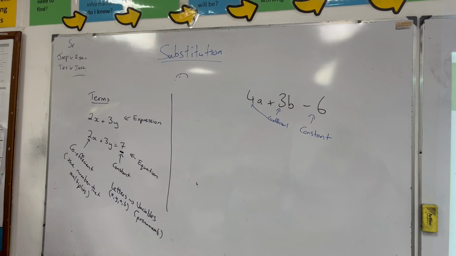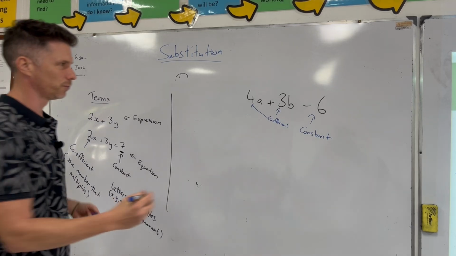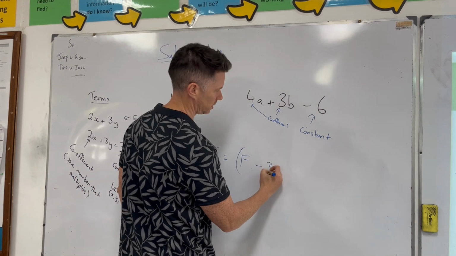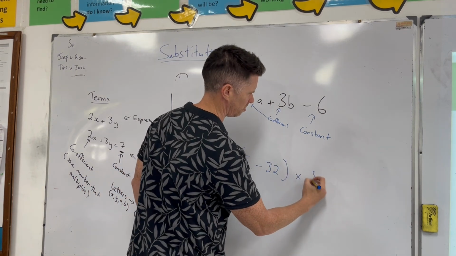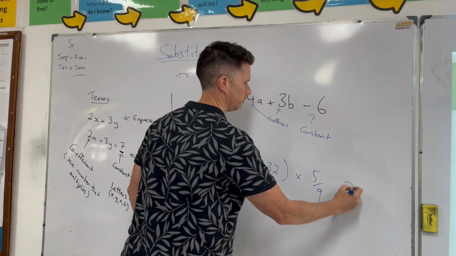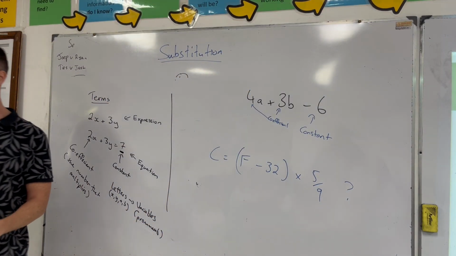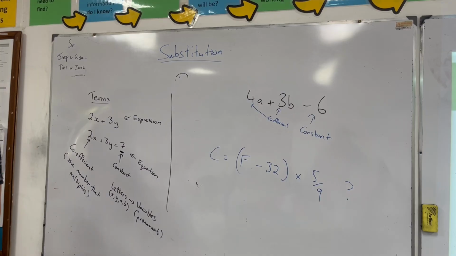I came up with this example of where formulas are used in everyday life. This one, does anyone know what this formula is? So I'll write it up here. C equals F minus 32 multiplied by 5 over 9. Where's that from? Oh, someone knows. Let's just give everybody a second to think.